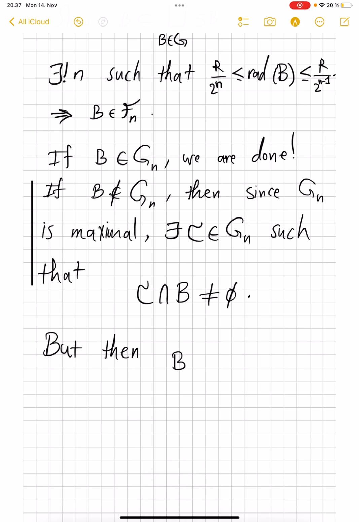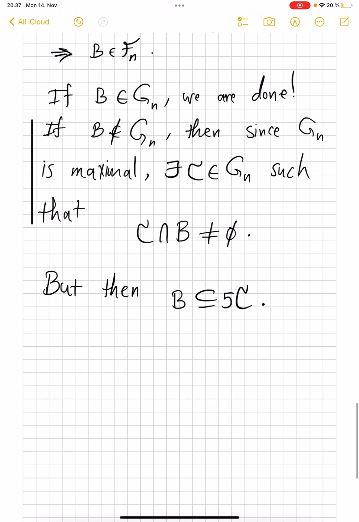But then this ball that wasn't chosen has to be contained in 5 times that ball which was chosen. And the proof of that is just a beautiful triangle inequality picture. So suppose this is the ball C that was chosen, and this is the ball that was not chosen.